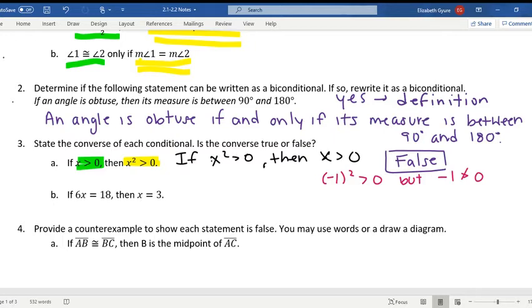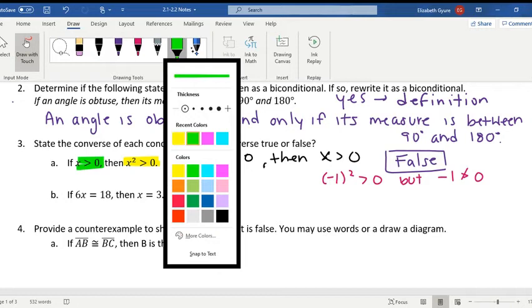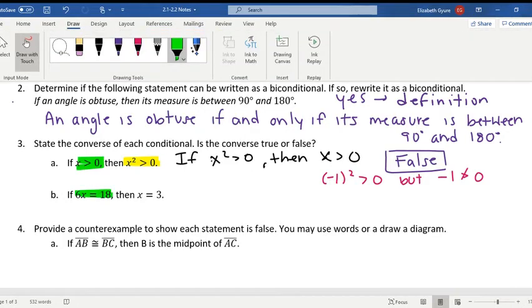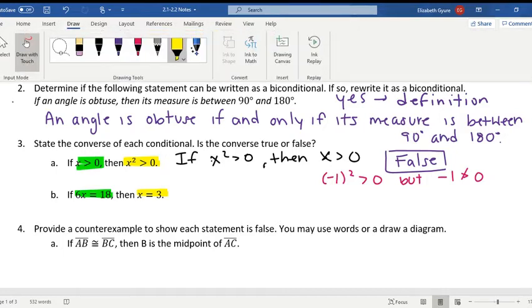Technically, what I just did is I wrote a counterexample. So then our next statement is if 6x equals 18, so that's our hypothesis, then x equals 3. That's a true statement. If you divide both sides by 6, you're going to get 3. Let's flip that around.